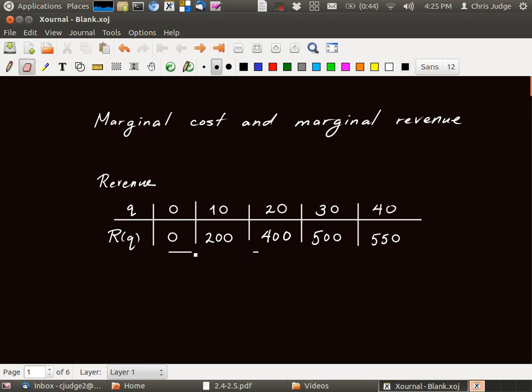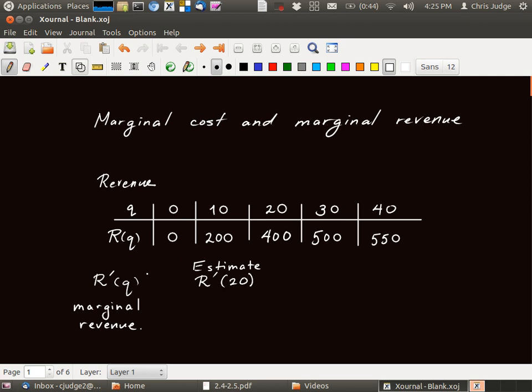But we can still try to understand the rate of change in the revenue function. We can still try to find, for example, R prime of Q. We can try to estimate, for example, R prime of 20. So the question might be: estimate R prime of 20. R prime of Q is another word for marginal revenue. So that's what we're finding here.